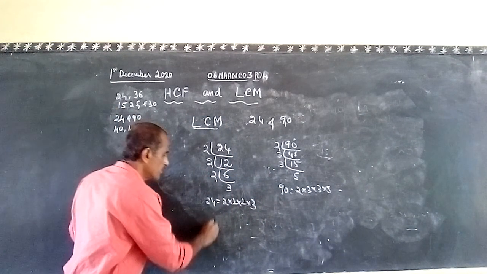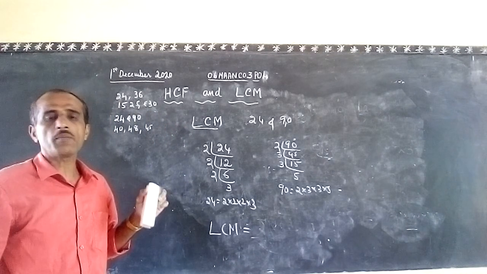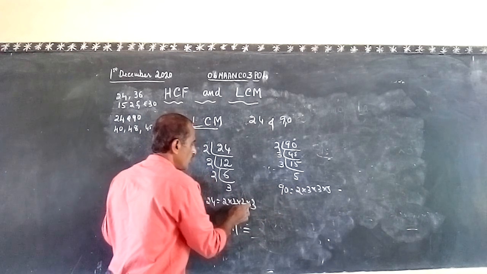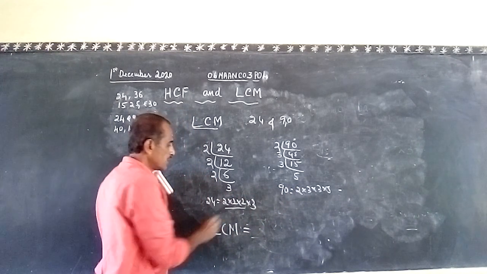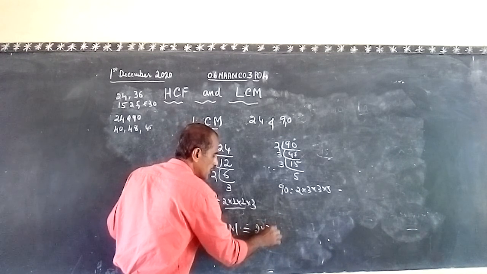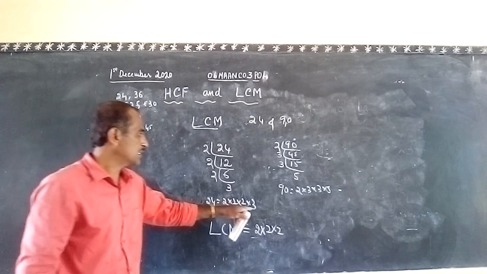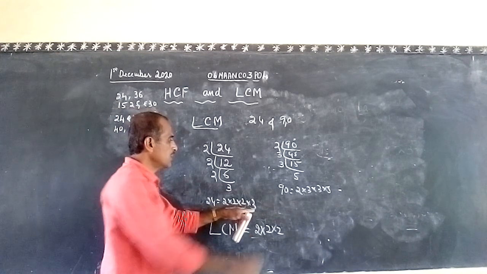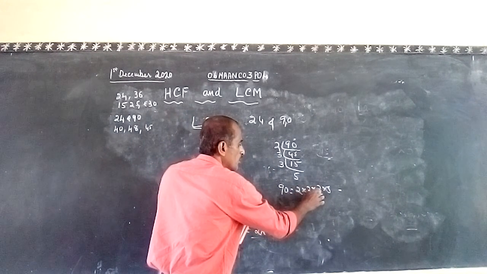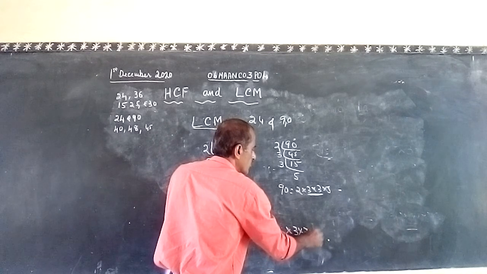What is the LCM? I told you, take all the highest powers of all the numbers. See here 2, 2, 2, here 1, 1, 2. So you have to take the 2 to the power 3, that means 2 into 2 into 2. Then 3: here 1, here 2 are there. So where it is more, you have to take that. So 3 to the power of 2, or 3 into 3.